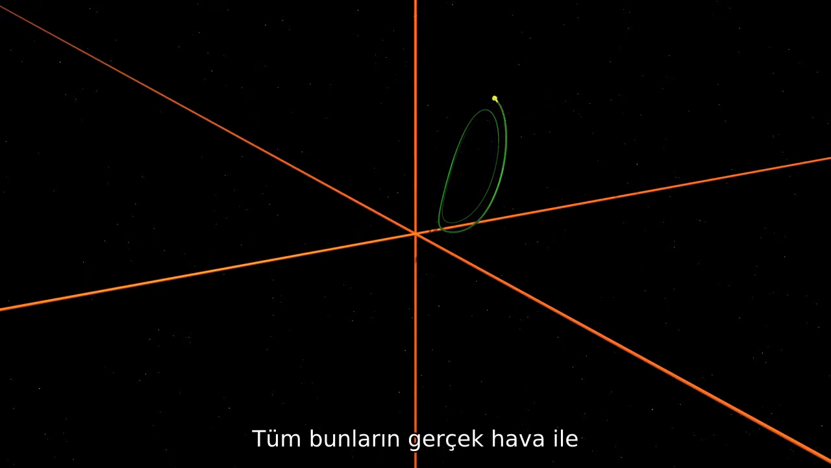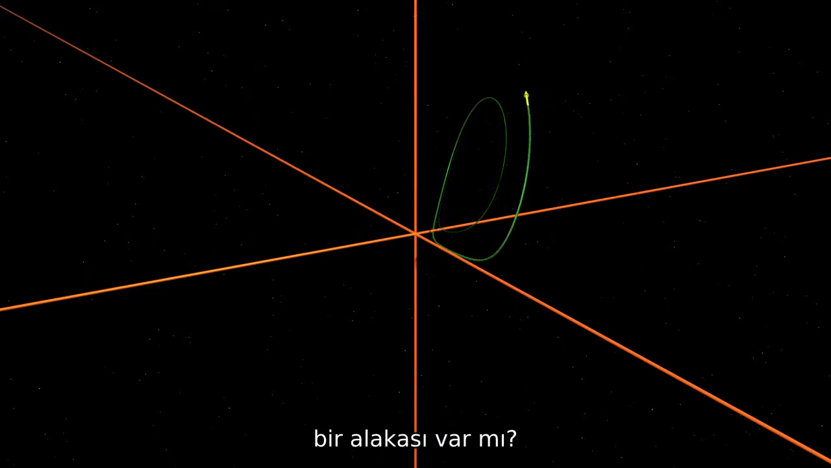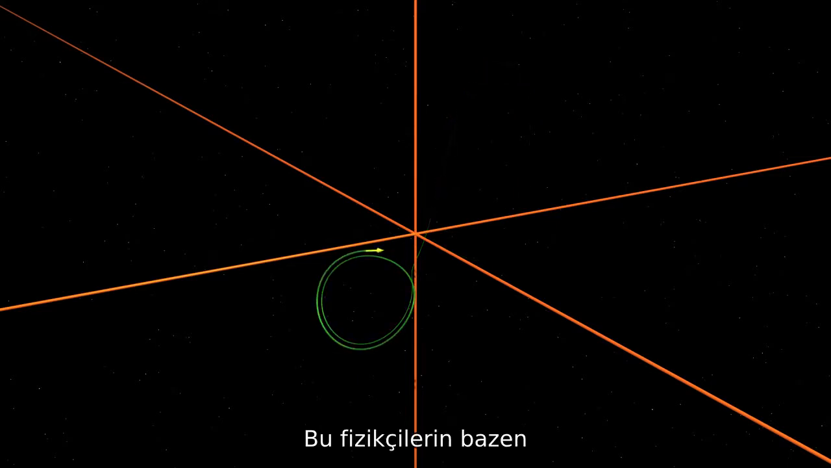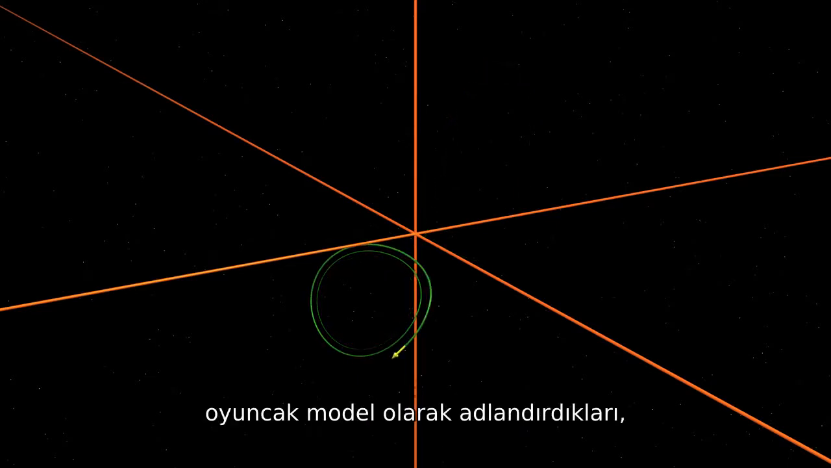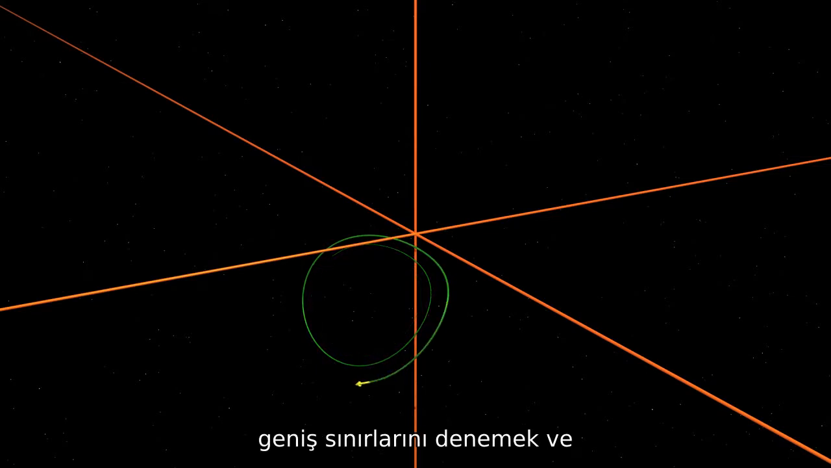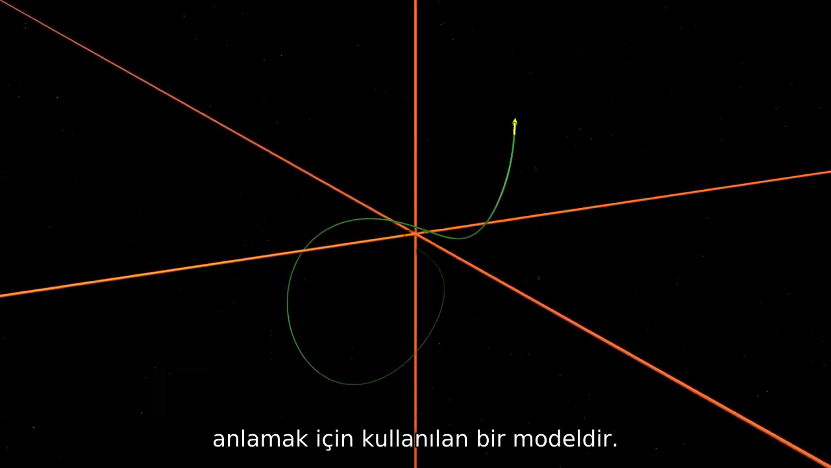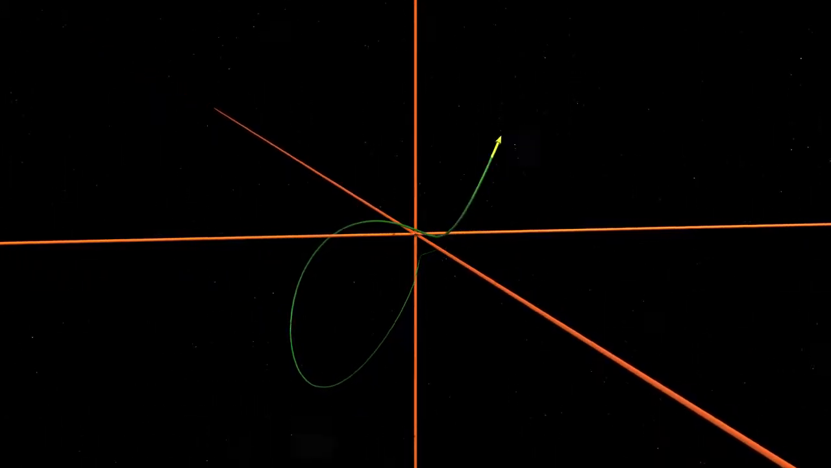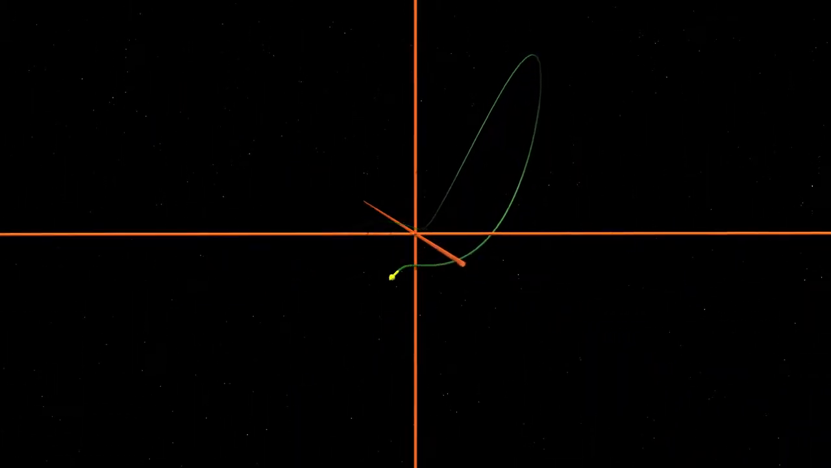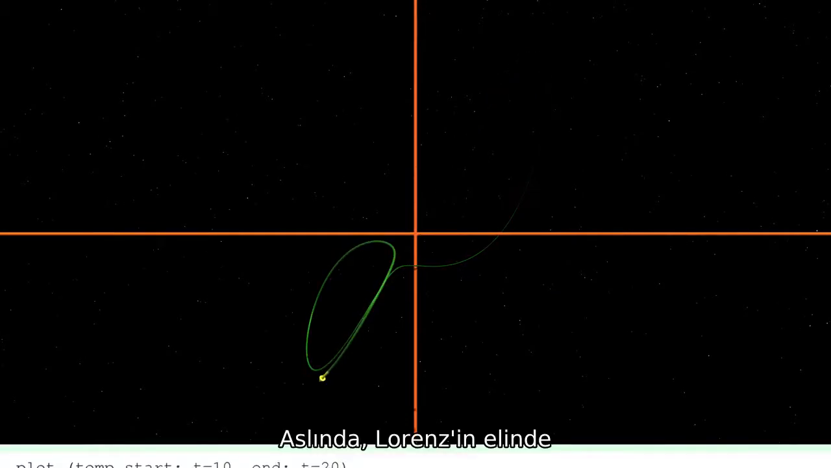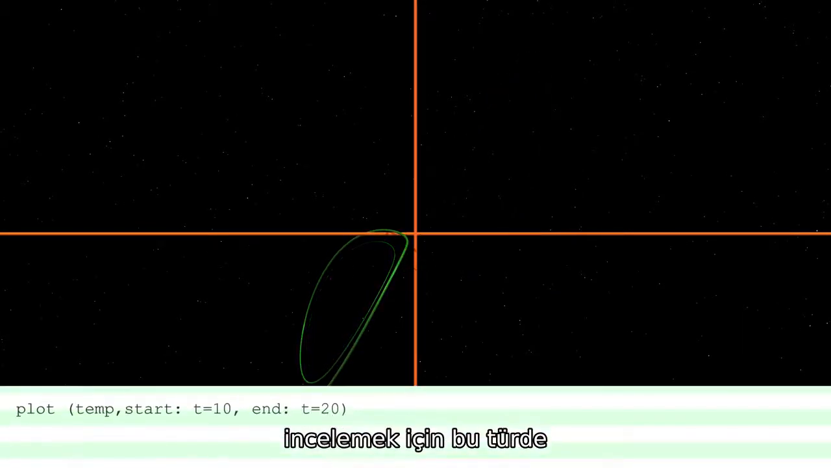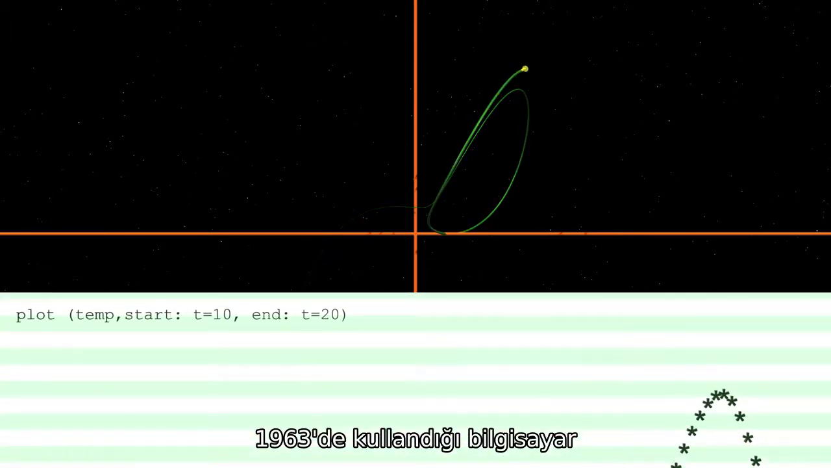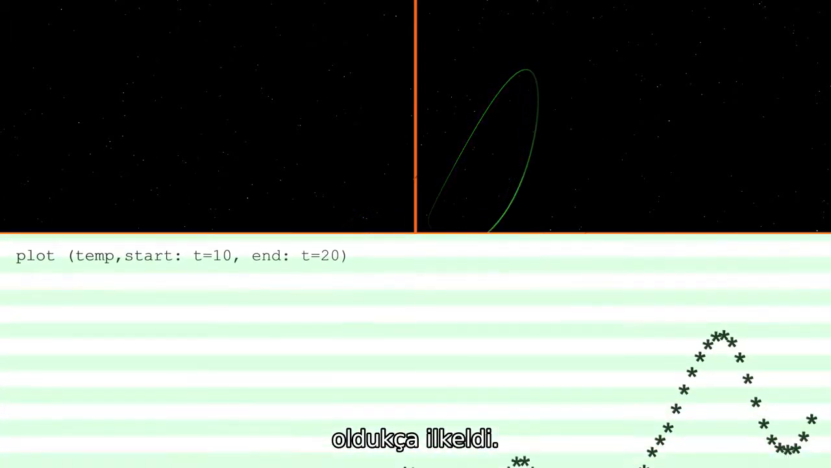Does this have anything to do with real weather? That is far from clear. This is what physicists often call a toy model, used to try and understand the broad outlines of some complex behavior. In fact, Lorenz only had these sorts of graphs to look at because his computer in 1963 was quite primitive.